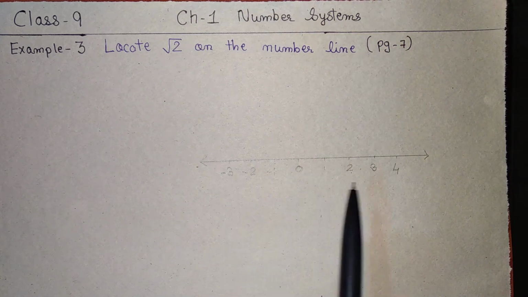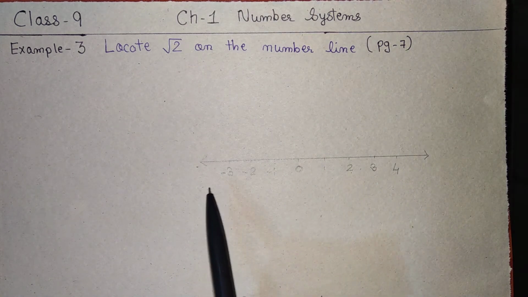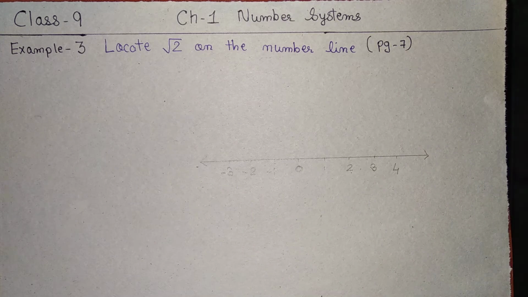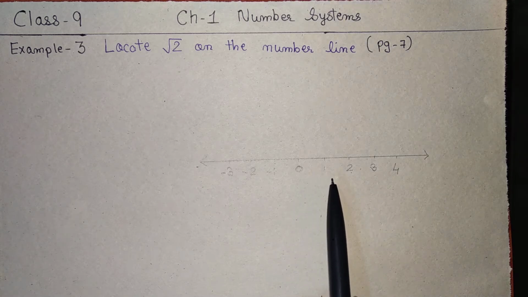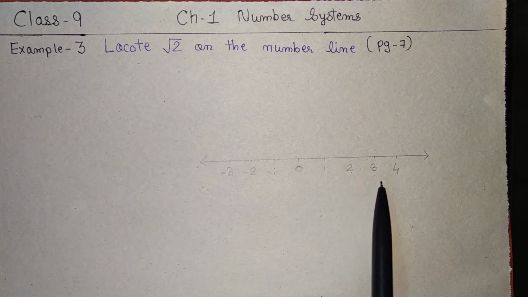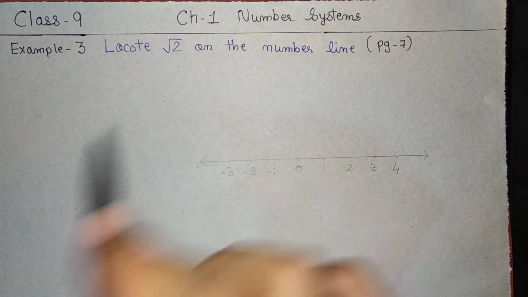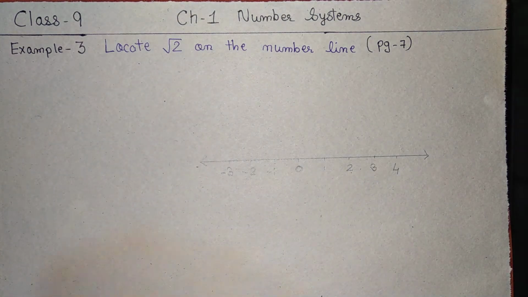As you can see here, I have already drawn the number line. On this number line, can we locate root 2 directly? No, we cannot. We can locate 0, 1, 2, 3, but not the square root of 2. For that, there is a specific method that we are going to see in this video. So let us start it.